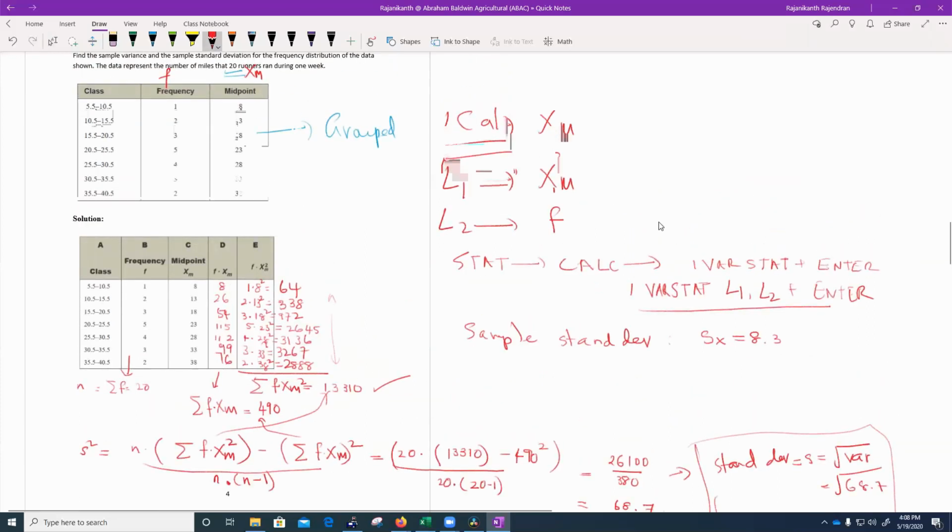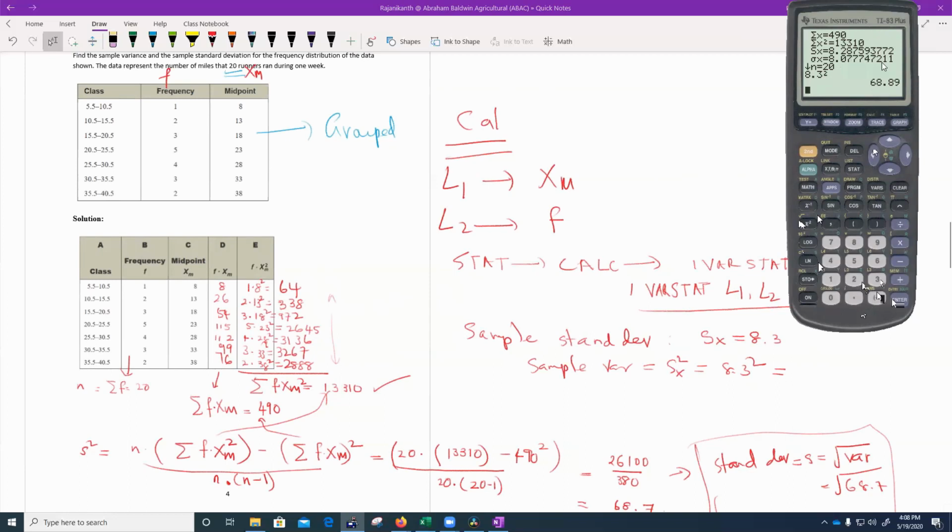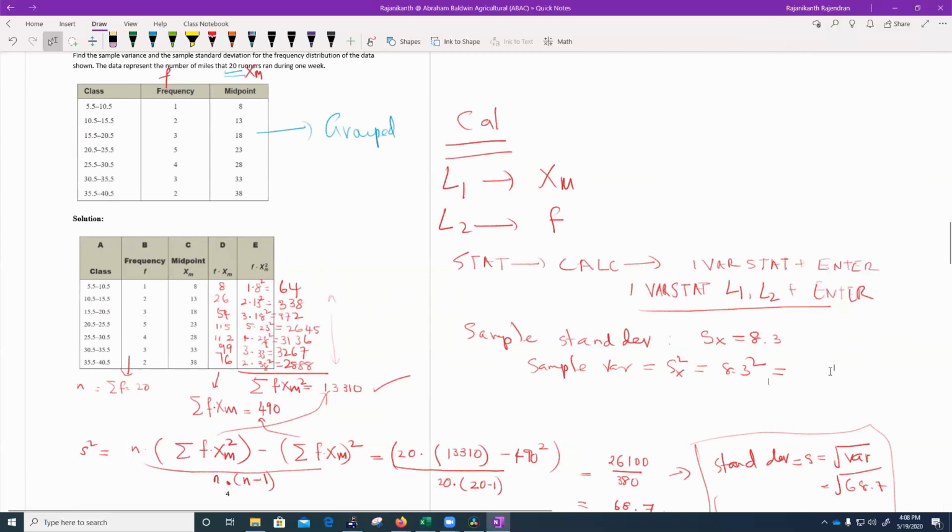So it's very easy. Once you have the sample standard deviation, then it is easy to find the variance, right? The sample variance is simply Sx squared, that is 8.3 squared. So take your calculator and find the square of that. So 8.3 squared, which is 68.9. So that is my sample variance.